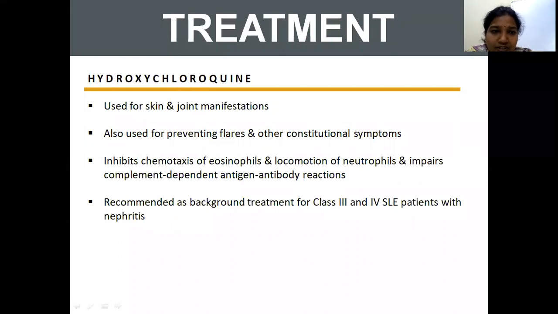So other drug used in the treatment of SLE is HCQ, used for skin and joint manifestations, also used for preventing flares and other constitutional symptoms. Inhibits chemotaxis of eosinophils and locomotion of neutrophils and impairs complement-dependent antigen-antibody reactions. Recommended as background treatment for class 3 and class 4 SLE patients with nephritis.